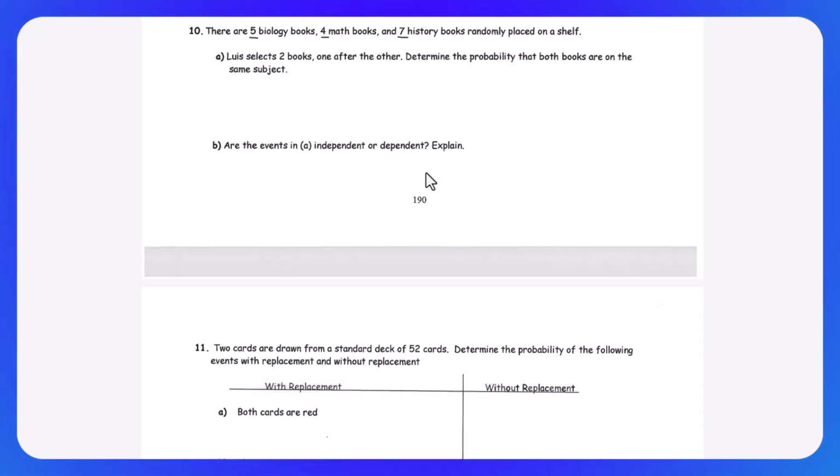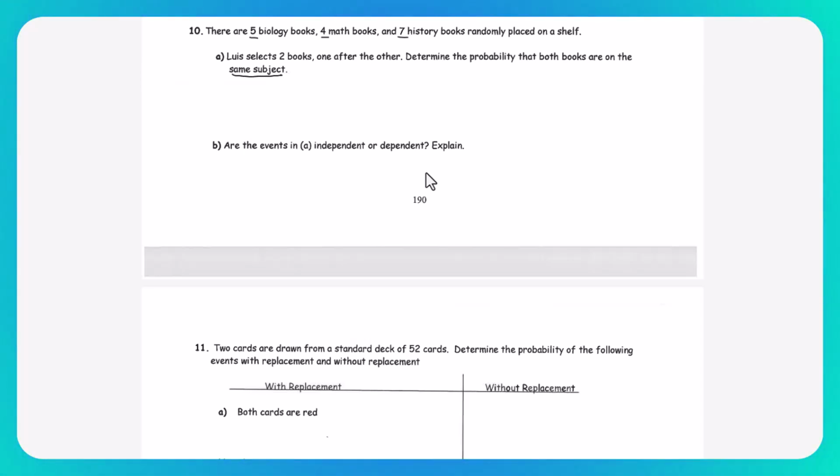First of all, he's taking books off the shelf, so we know these are dependent events. You take one book off, that changes the number of books left on the shelf, so we need to think about what the denominator of the second probability is going to be. However, there's another piece to this. It says the same subject.